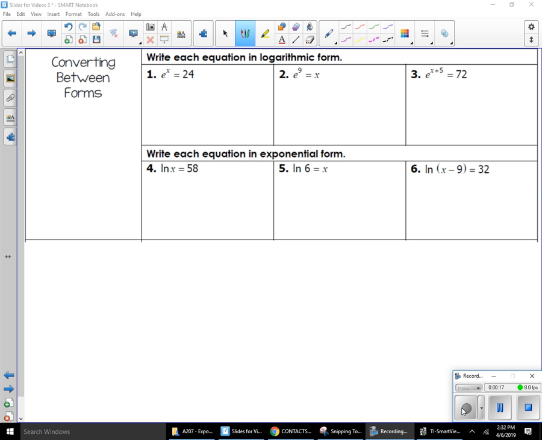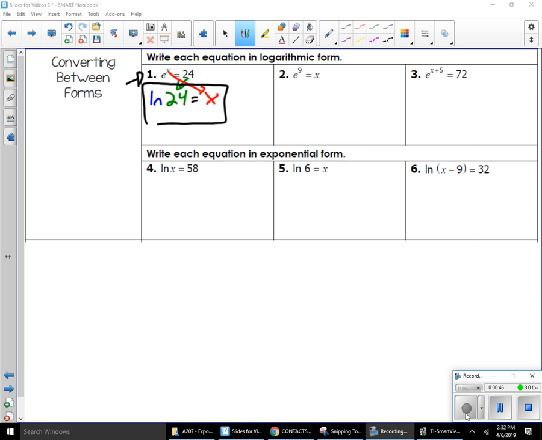So if I want to take a look at the very first one here and convert e to the x equals 24 into logarithmic form, well, my base doesn't change. I want a log base e. So that's the same as a natural log. And then the left and the right switch. Our output becomes an input, and our input, which is just x, becomes an output. That's all.